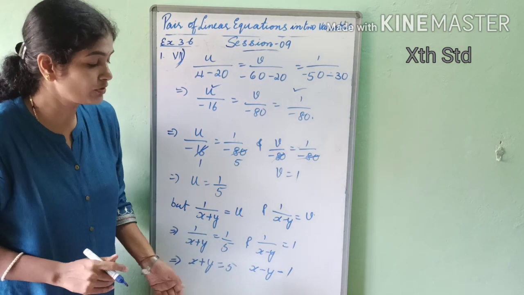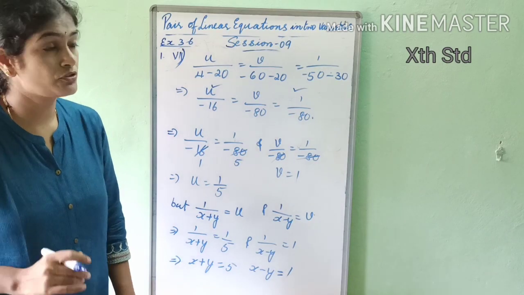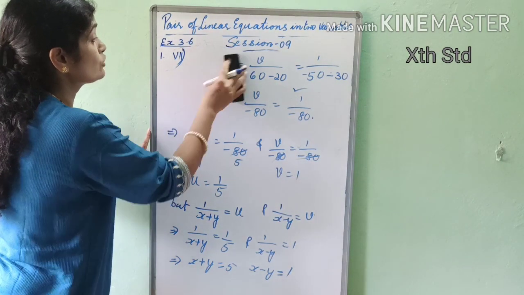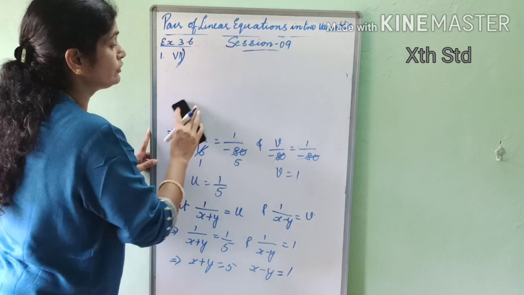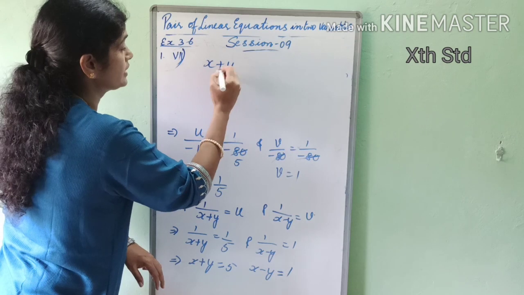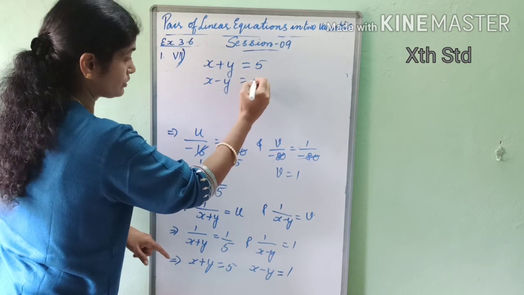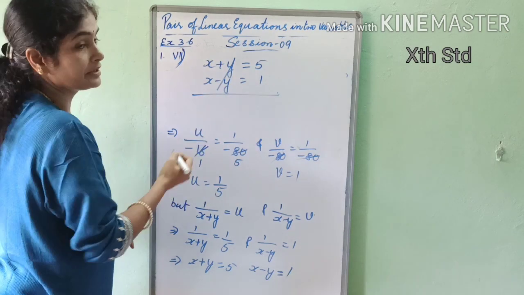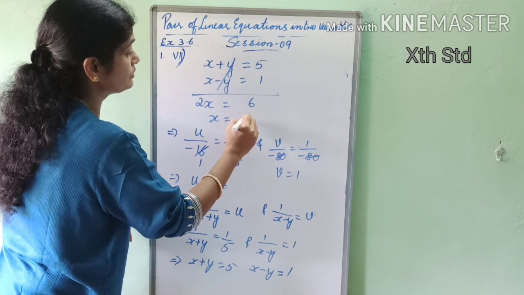Now these two equations you have to solve and get the values of x and y. So you are solving them twice: once for getting the values of u and v, and again after that for getting the values of x and y. So x plus y is equal to 5, then x minus y is equal to 1. So by elimination, 2x is equal to 6, x is equal to 3.